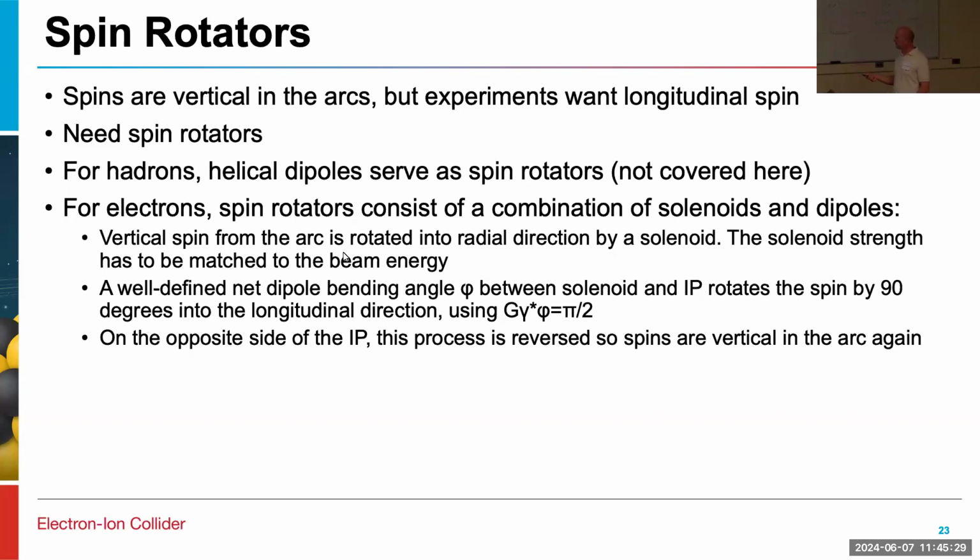And I know that the angle for the spin is G times gamma times the dipole bending angle. And I want that to be 90 degrees, so that gives me my dipole bending angle. So for 18 GeV, that's about 30 milliradian that I need there to bend the orbit to rotate my spins by 90 degrees. And of course, on the opposite side of the IP, I have to do this whole process in reverse. So again, first dipoles to get to radial and then solenoids to get back to vertical, because vertical is the only stable direction in the arcs.